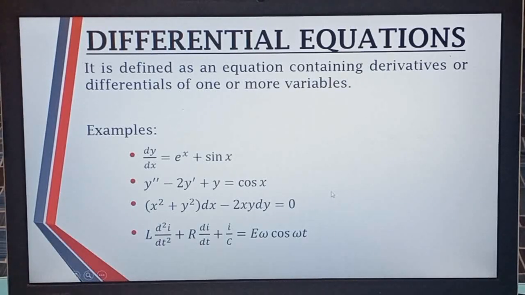Next example is L multiplied by the second derivative of i with respect to t plus R multiplied by the first derivative of i with respect to t plus i over C equals E multiplied by omega multiplied by the cosine of omega t. This is also considered a differential equation because of the second derivative of i with respect to t and also the first derivative of i with respect to t.